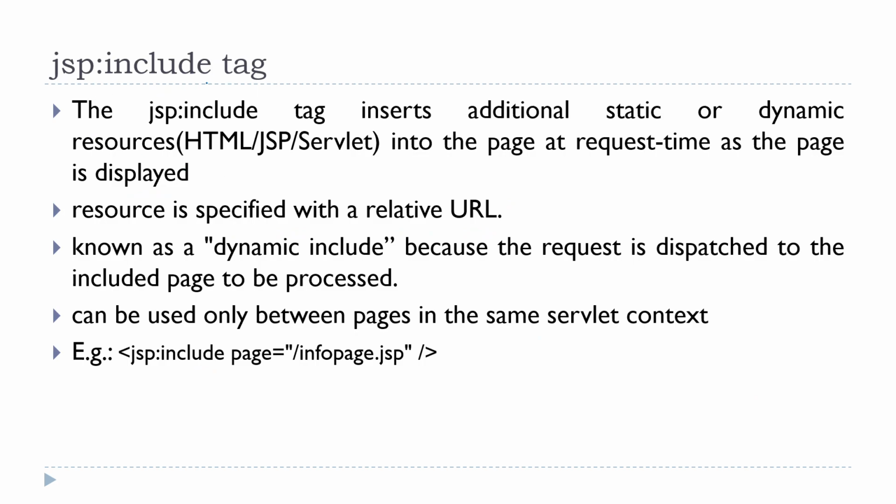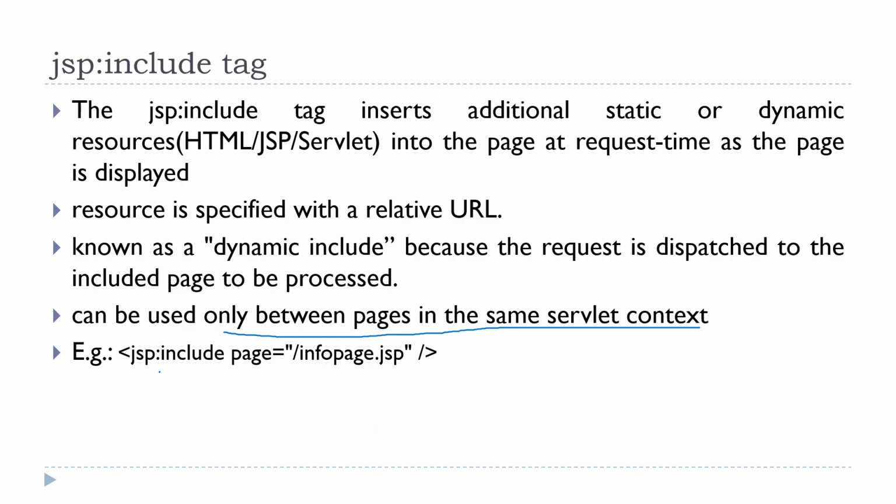The JSP include tag is used to insert some resource into our page, but this happens at request time, unlike the page directive include, which happens at translation time. The resource that we are passing in is specified with a URL, and it is called a dynamic include because the request that we are working with is dispatched to the included page at runtime. Also, an important point to remember is that it can only be used between pages belonging to the same servlet context. So we can only transfer control to the pages which are in our application.